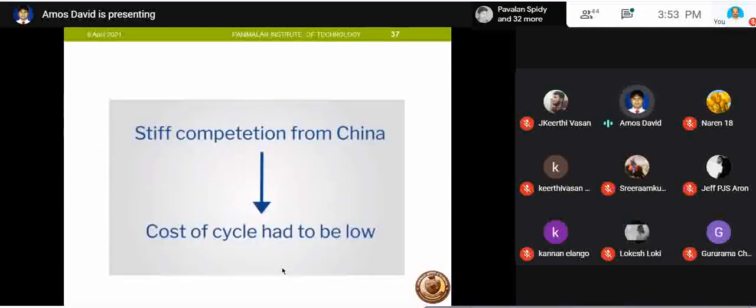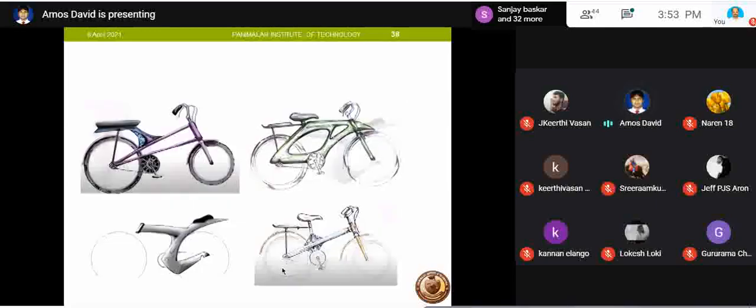It also has to give them a very good profit margin. So what they found out was there was stiff competition from China during those times, right? Chinese cycles were being imported during that time, and the cost of the cycle was very, very low compared to what Hero Cycle was selling. So this is something that they found out.